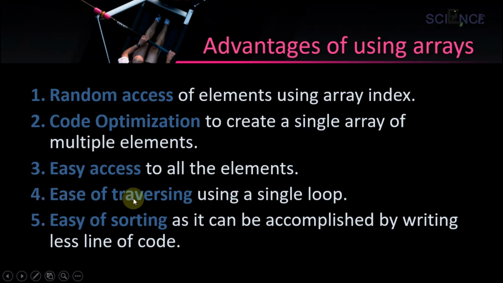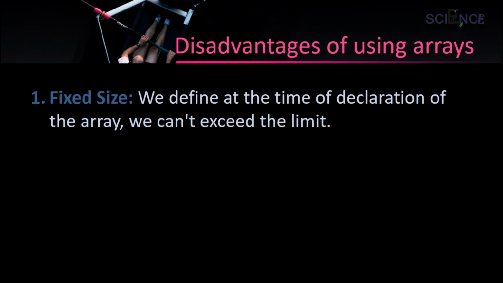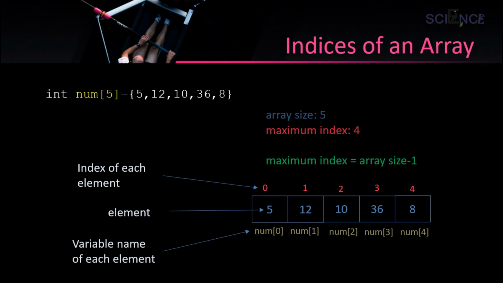As well, ease of traversing. Using a loop like a for loop, we can easily traverse each and every element of this array. And ease of sorting, as it can be accomplished by writing fewer lines of code. There is a disadvantage as well, because it is a fixed size, right? We should define the size of the array at the time we declare it. At the moment we create the array, we need to specify what the size of our array is. So it is a disadvantage.